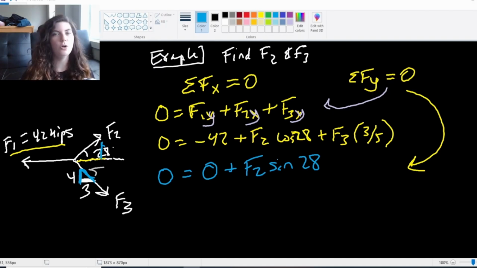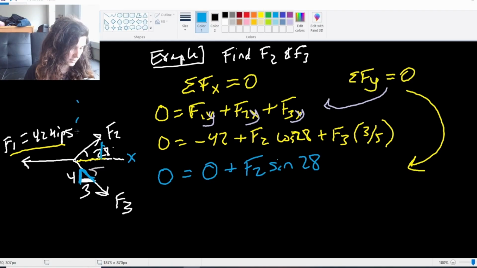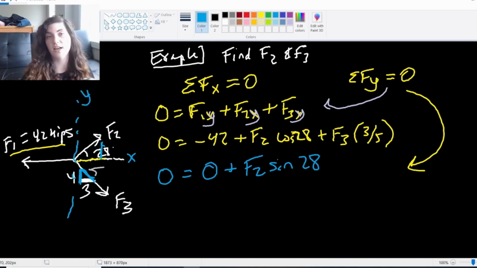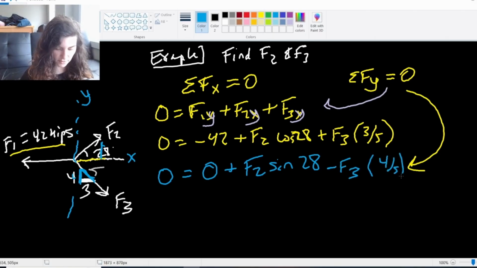So that way we can see which way is the positive x direction and which way is the positive y direction. I had just assumed a normal coordinate system of a positive x being to the right and a positive y being up. But it's very important to set your coordinate system so that all of your signs come out correctly. So I have a minus f3 times 4/5. And this is my y relationship.